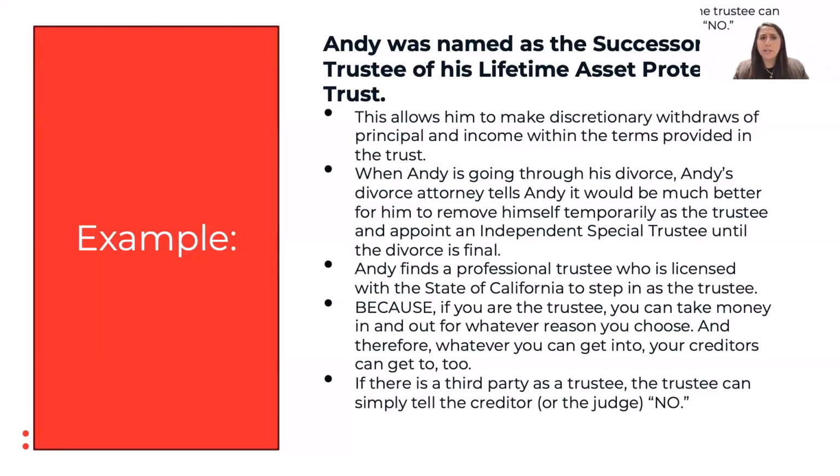If there's a third party in there, the third party can simply say, no, we're not paying. And because you're not the owner, the trustee is considered the owner. The trustee can just say no to all of your creditors or your disgruntled ex-spouses. So it's really important that your trust is flexible enough for these types of changes.